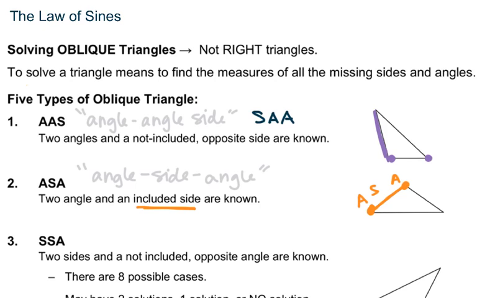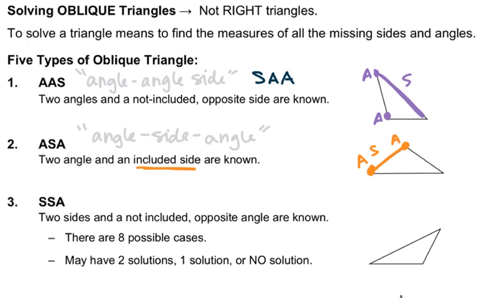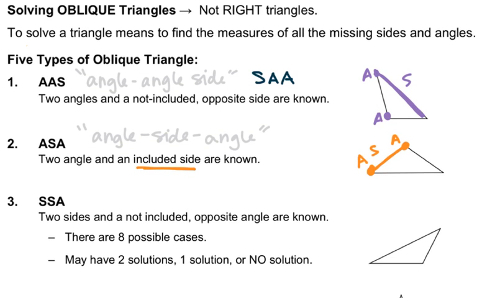Whereas up here, on this one above, let me recolor that. We'll say angle, angle, not included side. So do you see the difference between included, in between, versus not included, not between? So we know 2 angles and a side. It's either going to be angle, angle, side, or angle, side, angle.